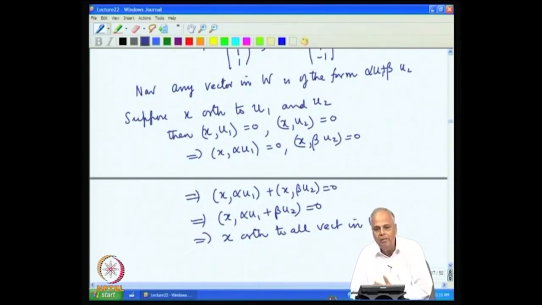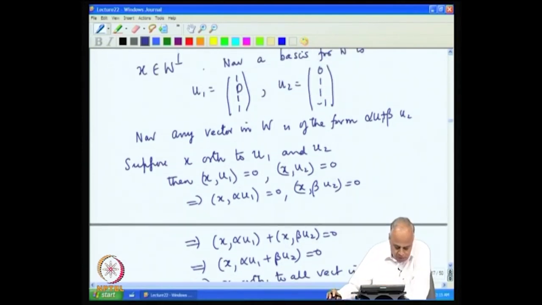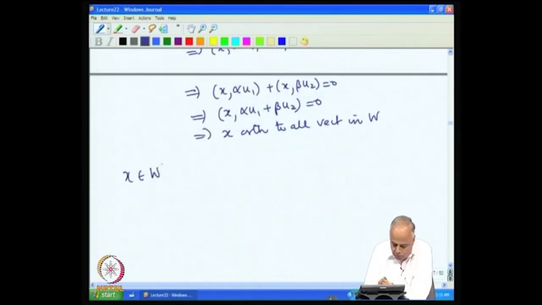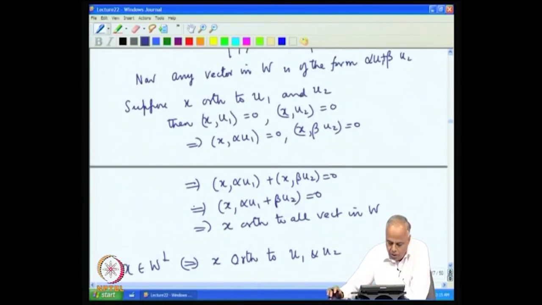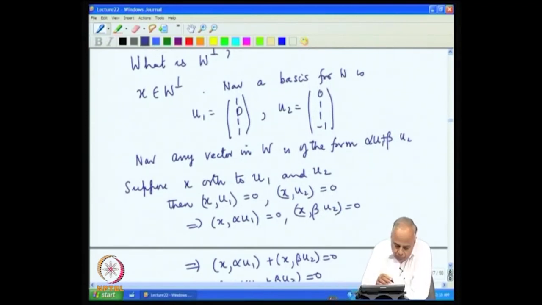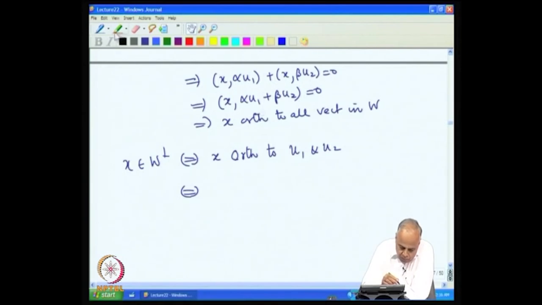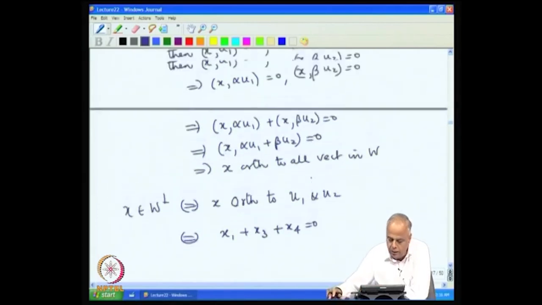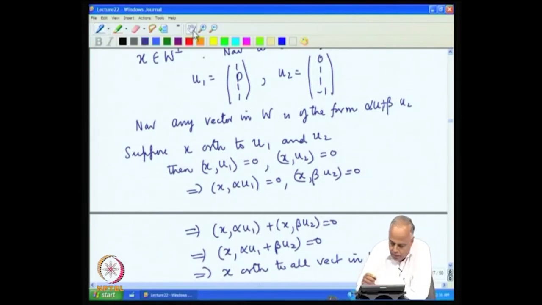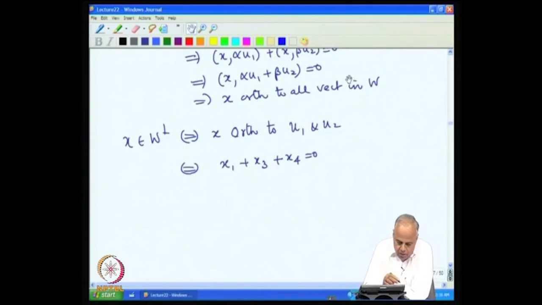And therefore, to check whether a vector is orthogonal to all the vectors in W, it is enough to check whether it is orthogonal to the basis vectors. So, x belongs to W perp if and only if x is orthogonal to U 1 and U 2. The orthogonality with U 1 means x 1 plus 0 times x 2 plus x 3 plus x 4 is equal to 0. So, if and only if x 1 plus x 3 plus x 4 is equal to 0. Now, the orthogonality with U 2 gives me x 2 plus x 3 minus x 4 is equal to 0.